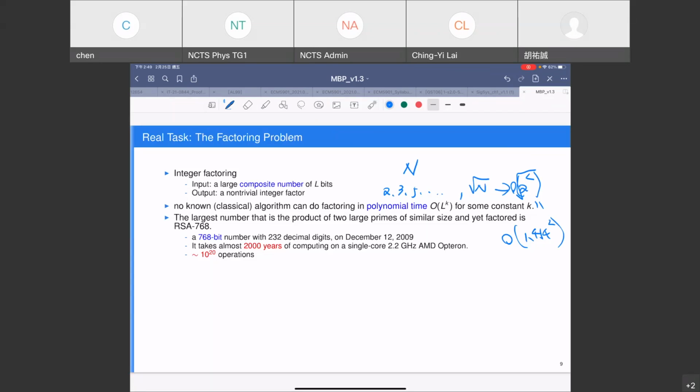So if we want to do the factoring of these numbers, you need like 10 to the 20 operations, which takes roughly 2,000 years, right? Because usually the classical computer will operate at a CPU around gigahertz. So gigahertz is 10 to the 9 operations per second. So you need like 10 to the 10 seconds. So that's too long.